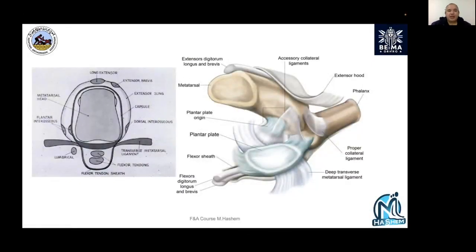Very, very important for the MTP joint is to understand the plantar plate. The plantar plate is not a simple structure. It's a very complex structure. It's a fibrous plate, and it's the main stabilizer of the MTP joints. When we speak here about the first MTP as an example, the plantar plate is a very strong fibrous sheath. It's connected to the metatarsal by two bands, as you can see, and connected to the phalanx by one band. So two bands to the metatarsal and one band to the phalanx.